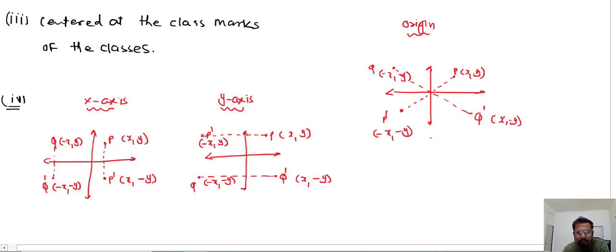When you do the reflection towards the y-axis, only the sign of the x coordinate is changed. Just keep this in mind. And whenever you do the reflection towards the x-axis, then the sign of the y coordinate is going to change. Here the sign of the y coordinate is changed.